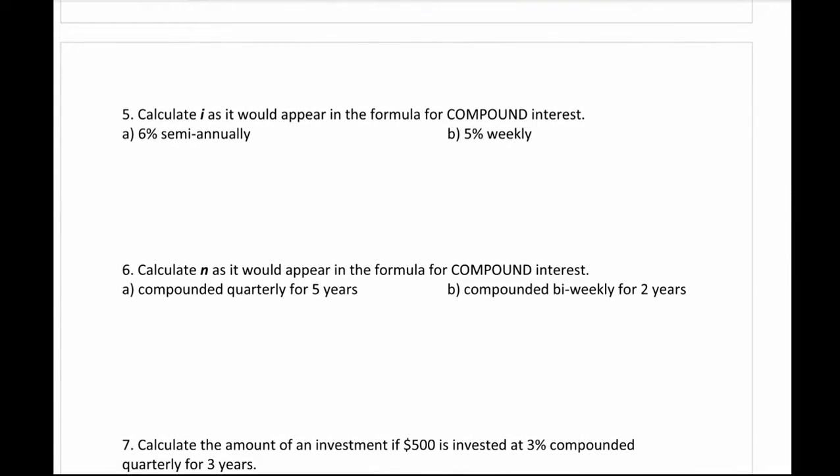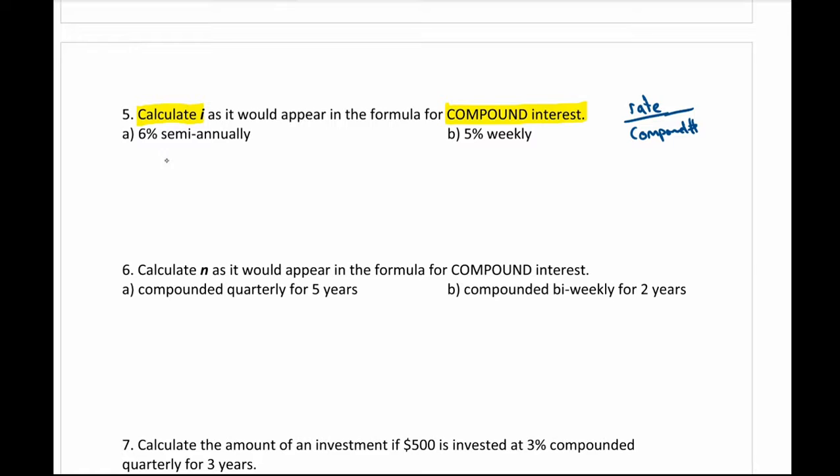Number 5, now we're moving into compound interest. So number 5 is going to be a little different because now we want to calculate the I value as it would appear in a compound interest formula. So again, remember compound interest, we go back to that first page, the I value was the rate divided by the compound number.